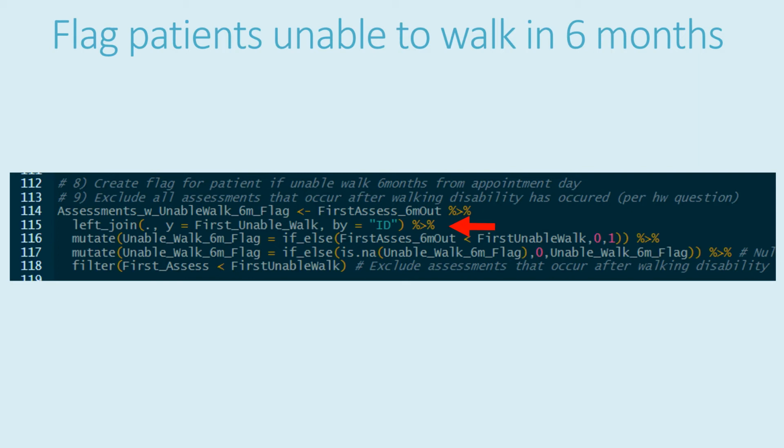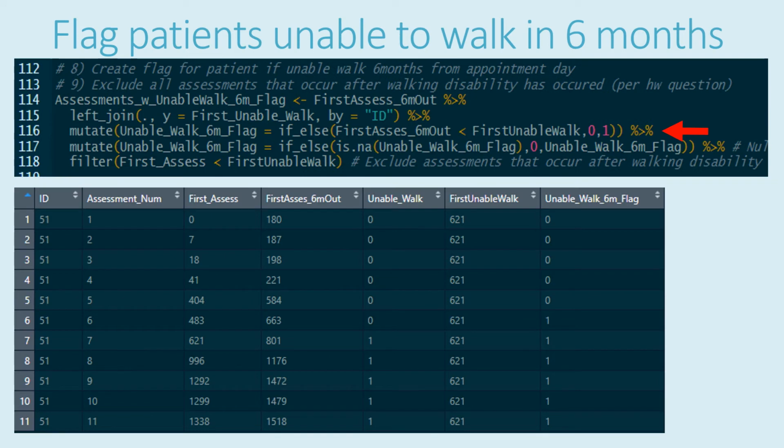We want to do a left join in order to retain the patients that were always able to walk. The first assessed 6 month out table is on the left and the first unable to walk table is on the right. They're joined by patient ID. To create the flag, which I called unable walk 6-month flag, we have to determine if the number of days 6 months from that particular appointment is before or after the first day they were unable to walk.